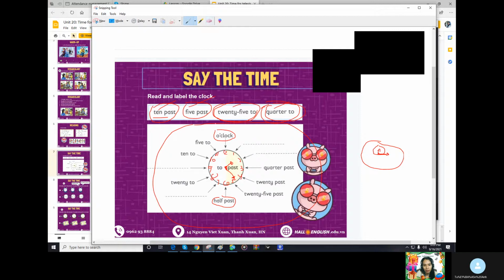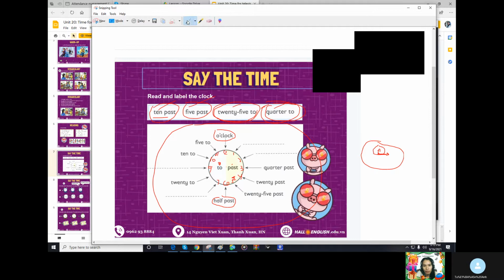And how about this picture? I'm going to draw another one. This is the short hand. It's quite hard to draw. And this is the long hand. What's the time here? It's 12:10. Okay, very good.